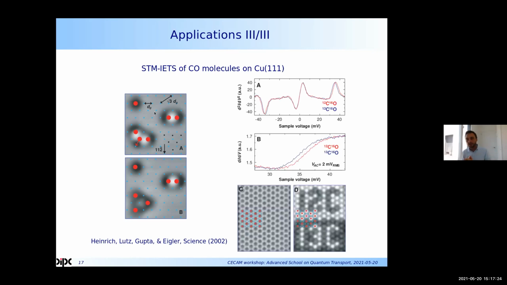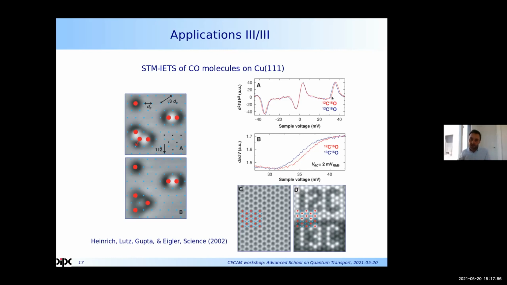This paper addresses many interesting aspects of building molecular cascades with CO molecules. Here I want to highlight an aspect where they use IETS on this molecule. What is seen is that in the voltage range up to 40, 50 millivolts there are 2 peaks. Those 2 peaks can be understood in terms of the vibrational modes of CO, namely the frustrated translation and frustrated rotation modes of the molecule.